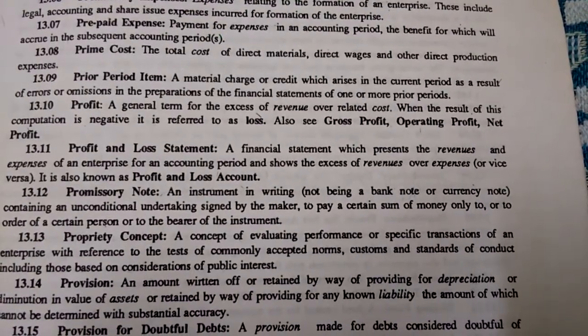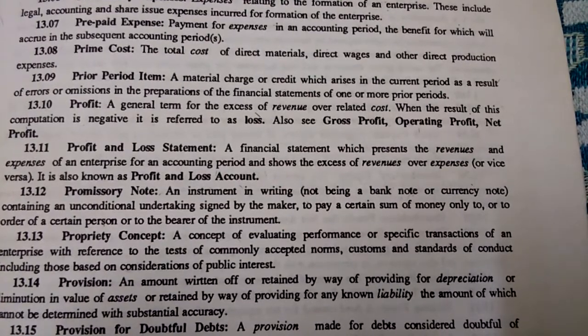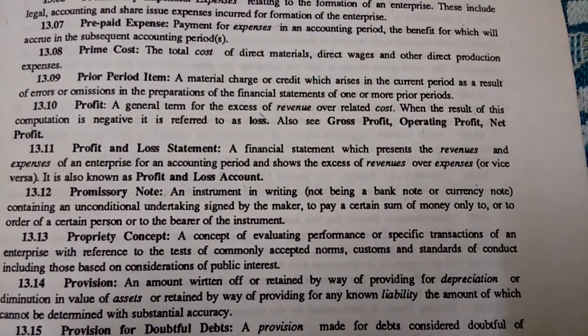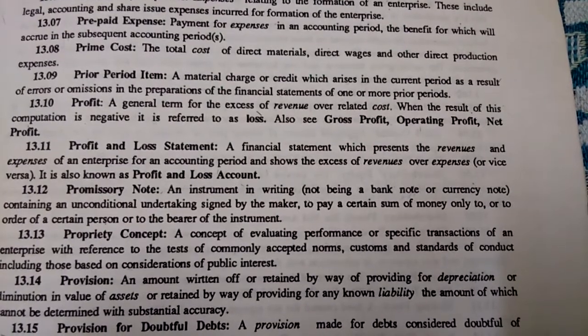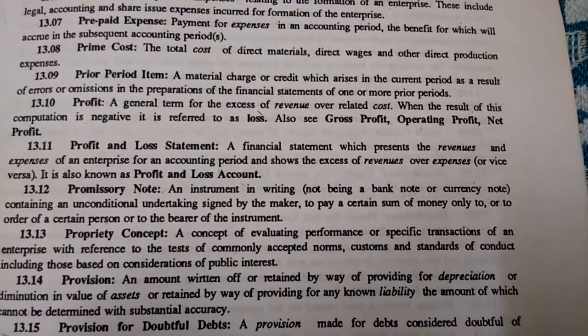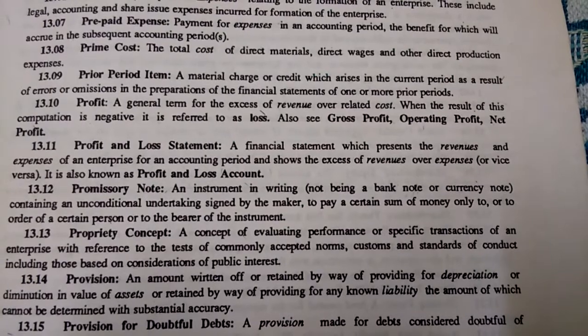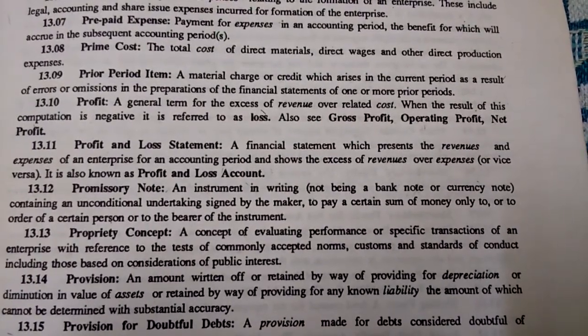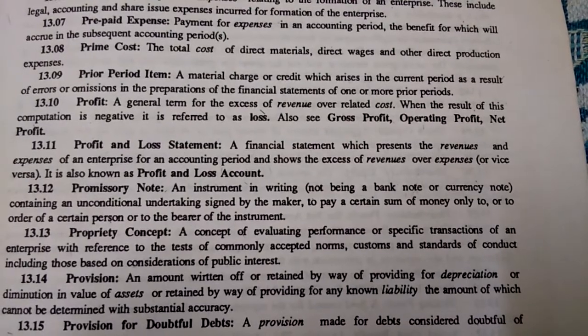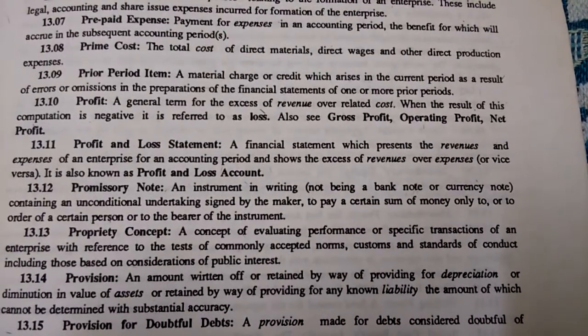Promissory note: an instrument in writing containing an unconditional undertaking signed by the maker to pay a certain sum of money only to the order of a certain person or to the bearer of the instrument.